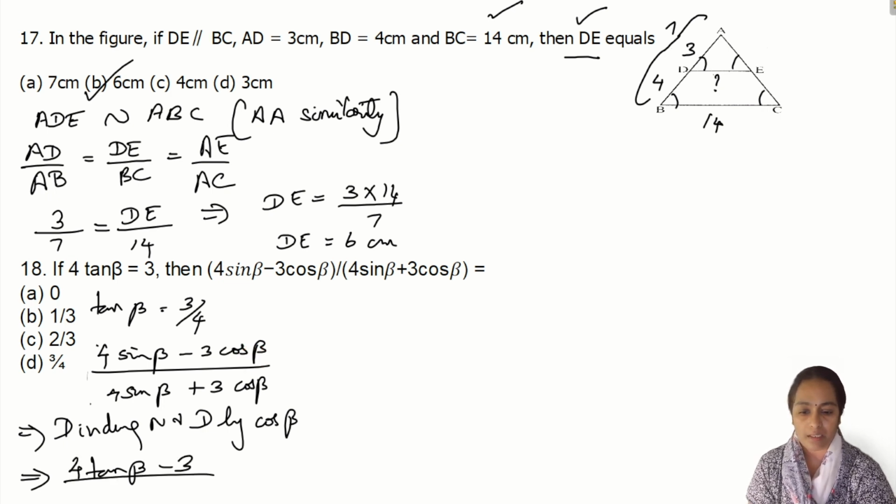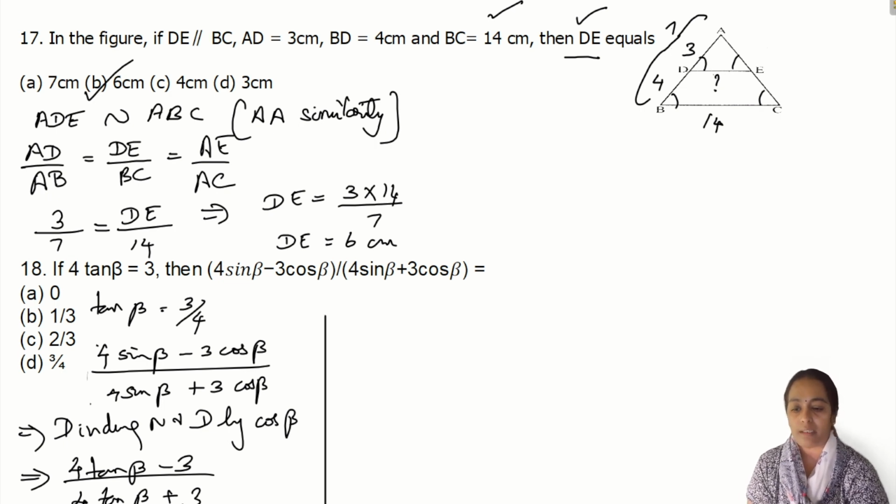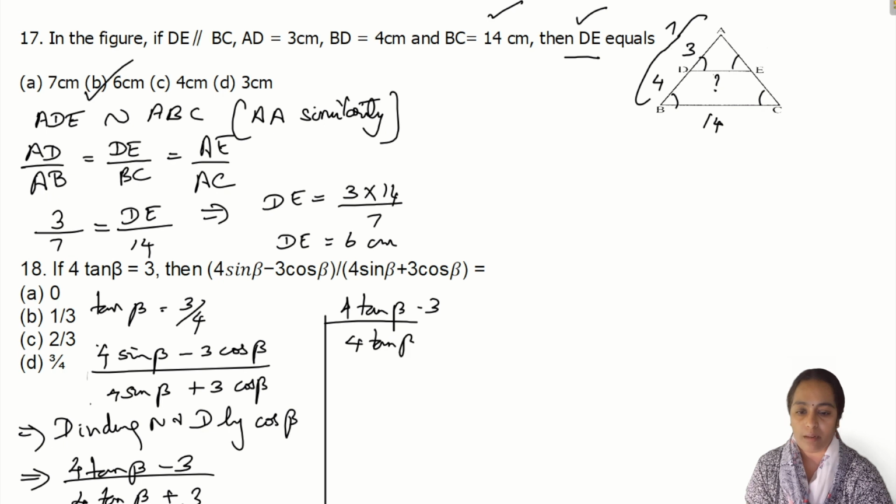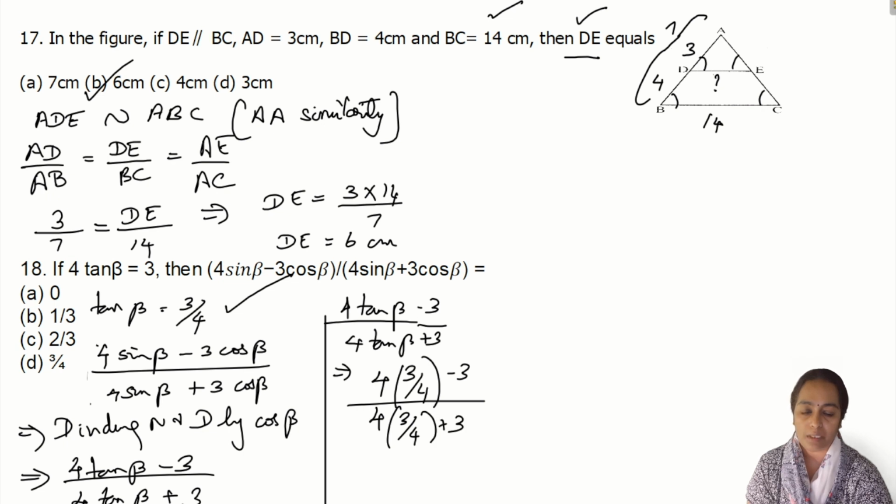4 tan beta minus 3. In the denominator, 4 sin beta by cos beta again, so I have 4 tan beta, and plus 3 cos beta by cos beta is going to be plus 3. So I have 4 tan beta minus 3 divided by 4 tan beta plus 3. What is 4 tan beta? Tan beta is 3 by 4, so 4 times 3 by 4 minus 3 divided by 4 times 3 by 4 plus 3.